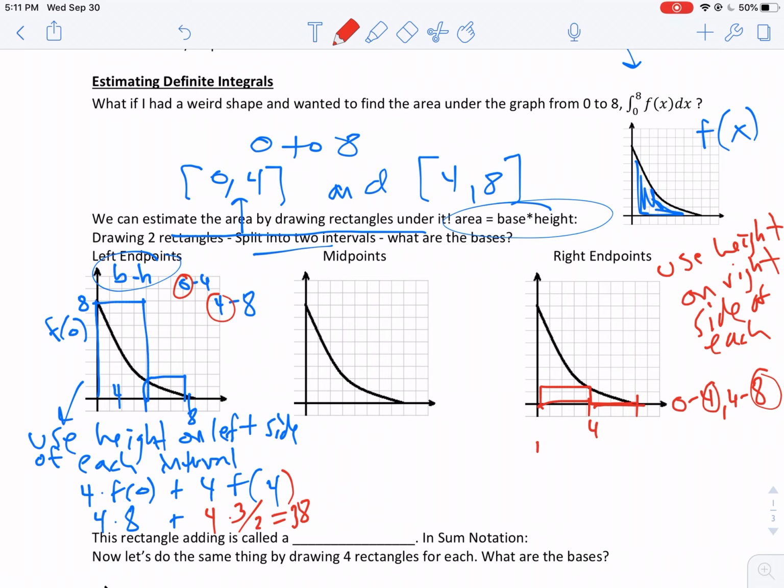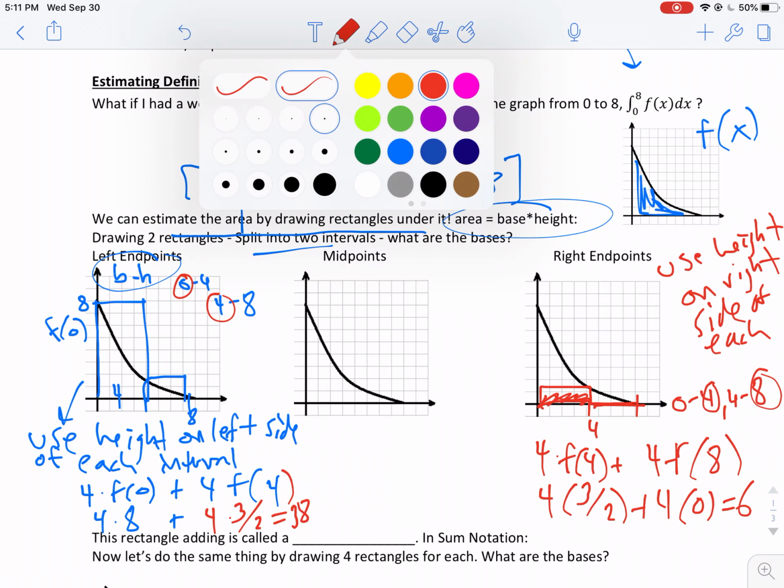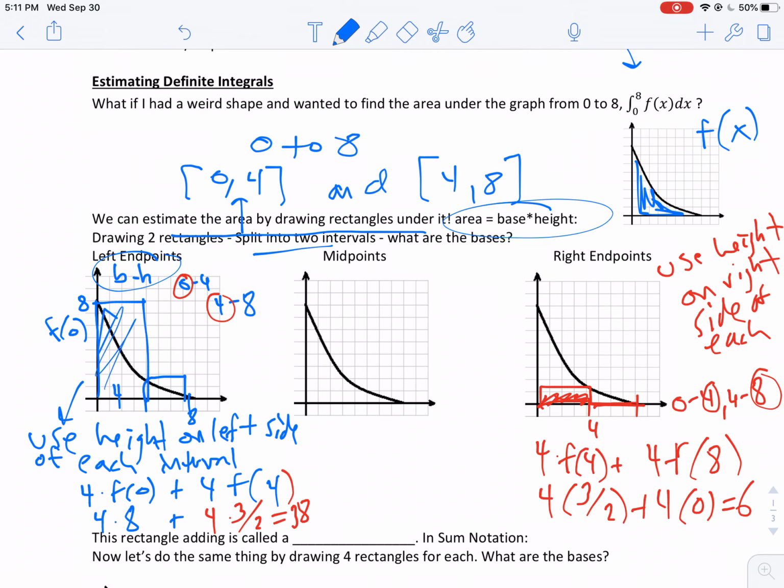So first off is 4 times the height at 4 for the first interval, and the next interval has a base of 4, and I use the height at 8, so 4 times f of 8. In this case, that would be 4 times 3/2 plus 4 times 0, which is 6. Again, I've found the area of that rectangle, and in the other example, I found the area of both of these rectangles and added those together. Now, you might notice that both of these are incredibly crappy estimates.